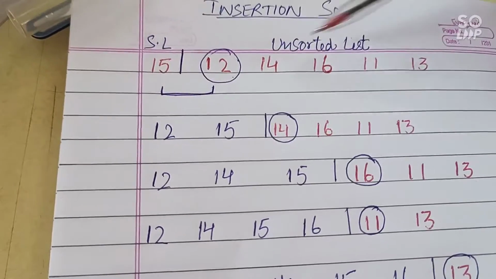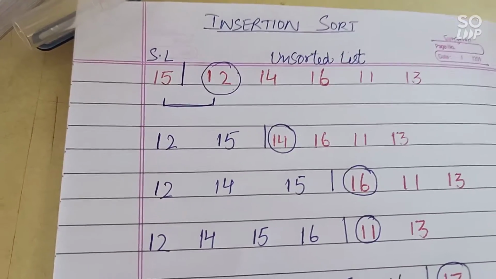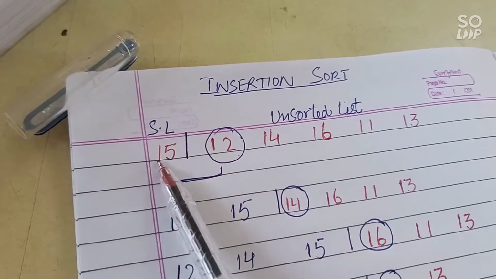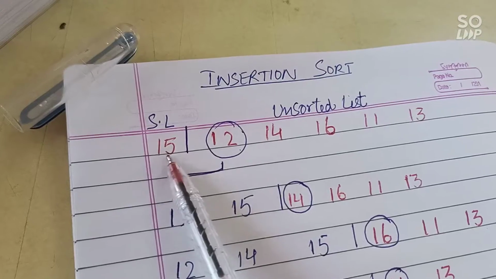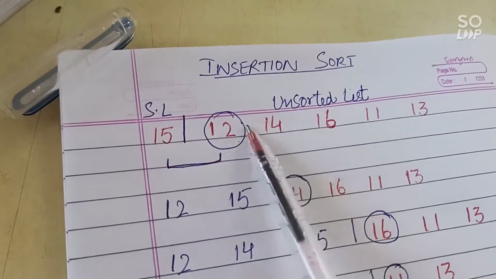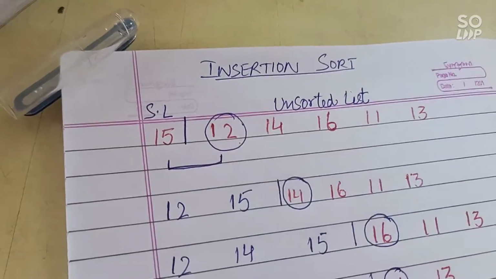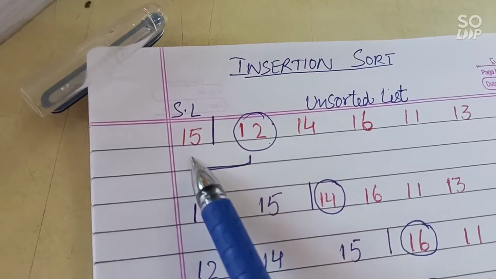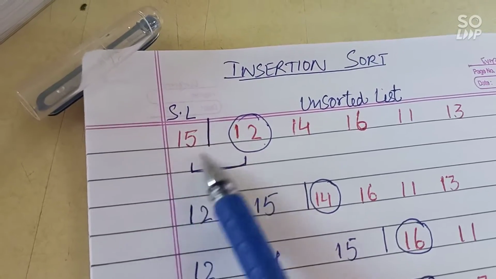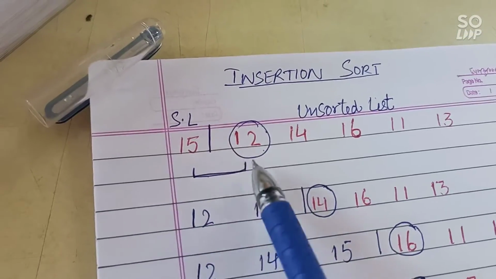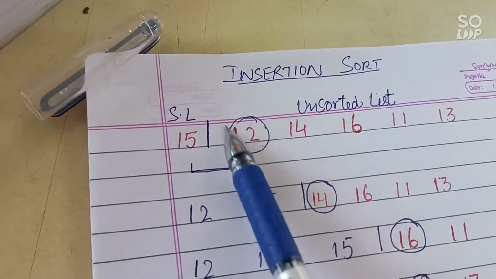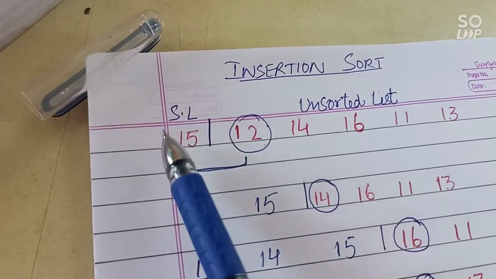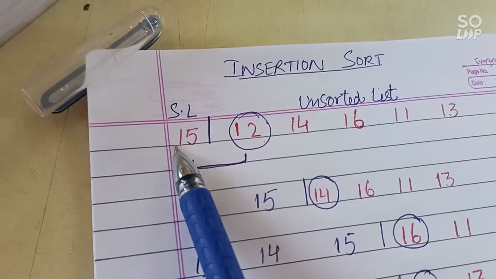Now I have taken a list of 6 elements. Fine. Now I am assuming that this list, 15, is a sorted list, and this list of 5 elements is an unsorted list, right? Since there is only a single element, it is a sorted list, right? Now I take the first element from the unsorted list and find its correct position in the sorted list, right?